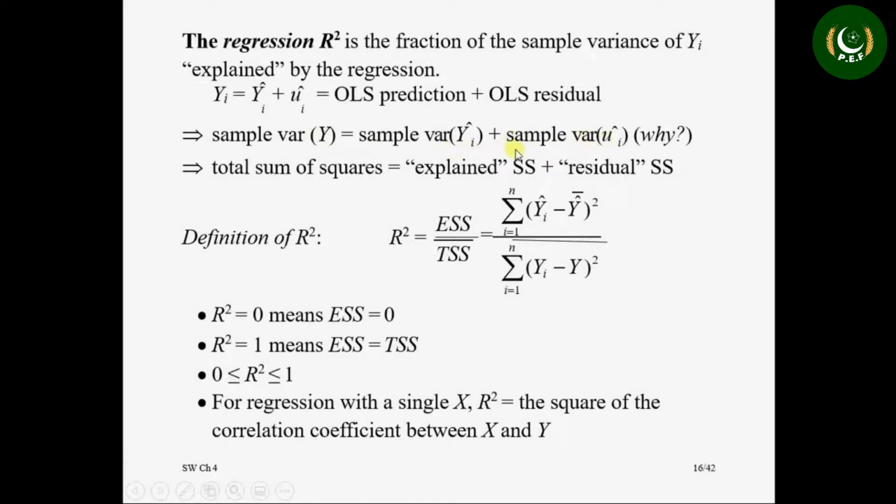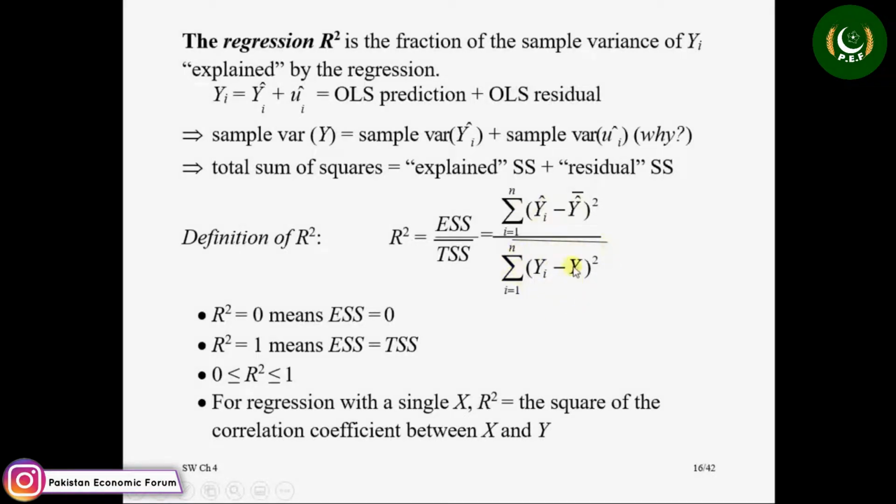As I mentioned earlier, we always have only sample data. So what is the total sum of squares? It is the sum of (yi minus y bar) squared. This equals the explained sum of squares plus the residual sum of squares. Here yi hat is your fitted line, and the sum of its squared deviations from the mean is the sum of squares due to regression, also called the explained sum of squares, and this is called the total sum of squares.